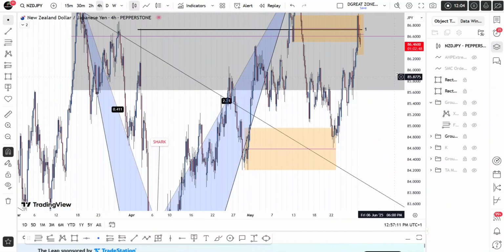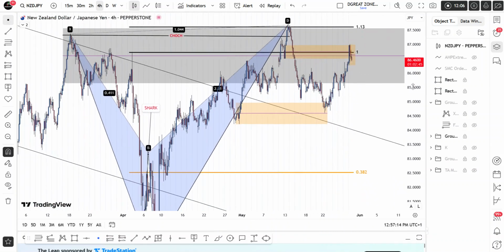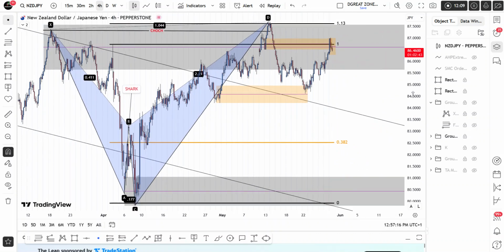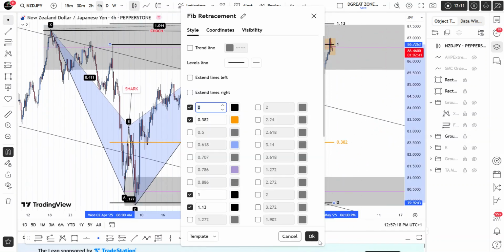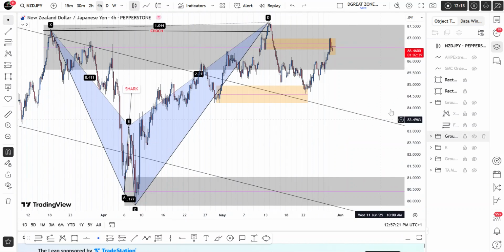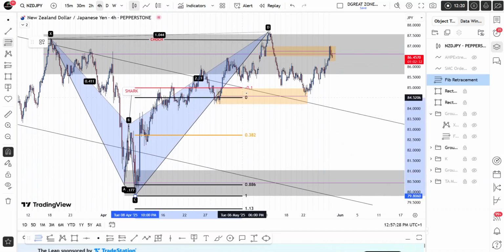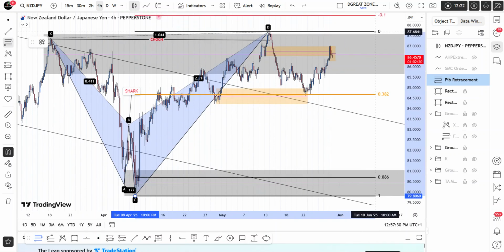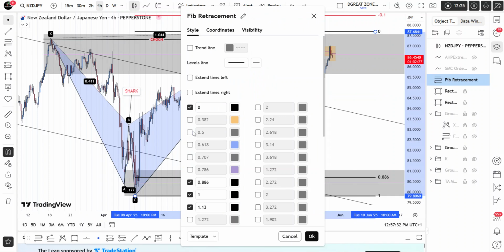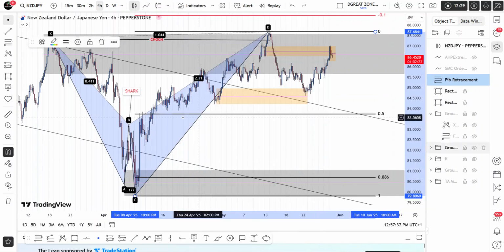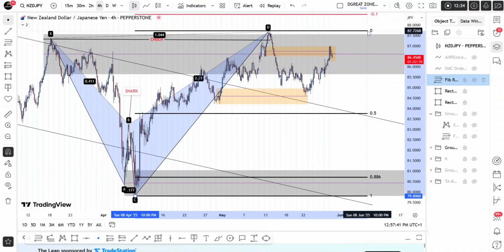And then for our target, of course, everything in Harmonic is precise. Everything is super precise. So for the target, we look at 0.5 and 0.886 measured from C to D. That is the take profit level of a Shark pattern. Okay, so 0.5 and then 0.886. So these are the take profit levels of a Shark pattern. So this is what we'll be looking at.